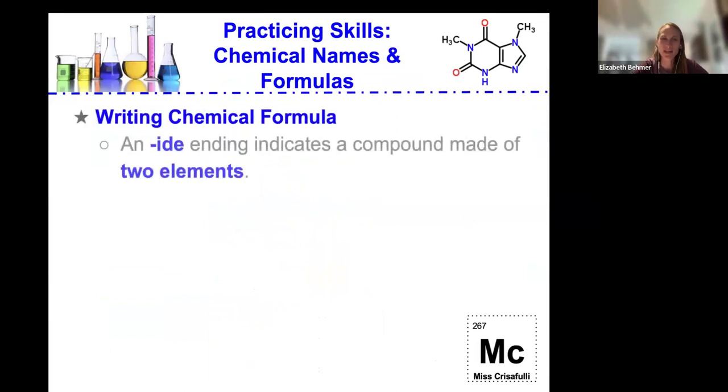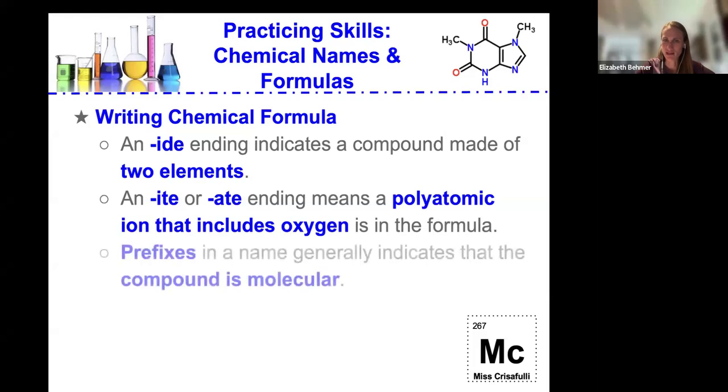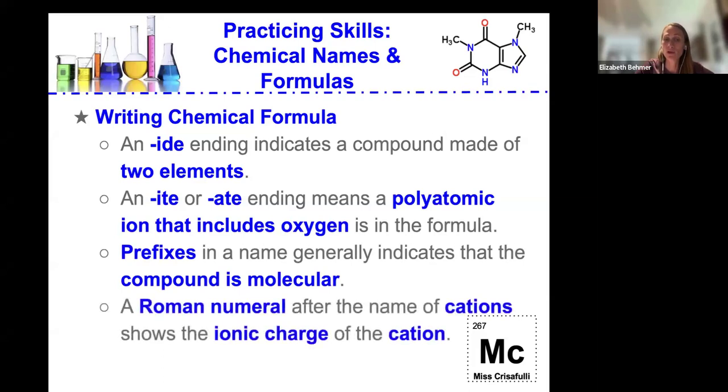Writing chemical formulas: an -ide ending indicates the compound is made of two elements. And an -ite or -ate ending means a polyatomic ion that includes oxygen in the formula. And prefixes in a name generally indicate that the compound is molecular. A Roman numeral after the name of a cation shows the ionic charge of the cation.